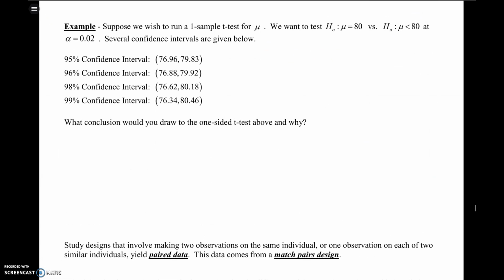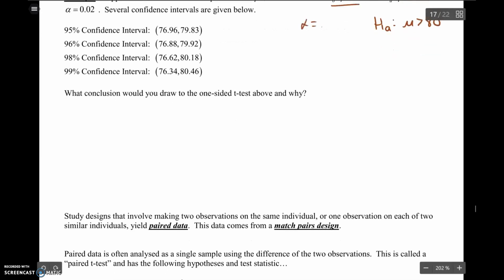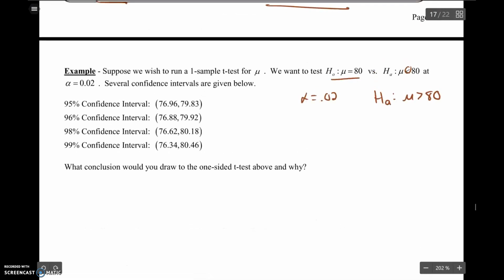Suppose we wish to run a one-sample t-test for mu. We want to test this versus, actually I think this is a typo. Let's change this, it's just the wrong direction. I want to do mu is greater than 80, and you want to run it at an alpha level of 0.02. Several confidence intervals are given below: a 95, 96, 98, and 99% confidence interval. Which conclusion would you draw for the one-sided test above?